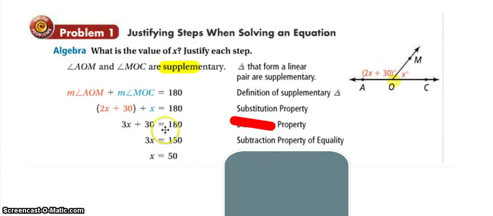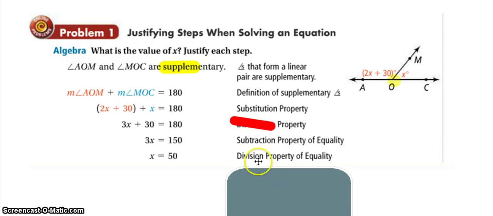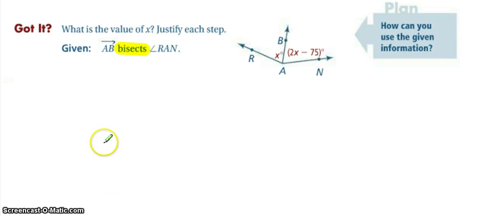Then we use our subtraction property because we subtracted 30 from each side. And then we use our division property of equality. So I'm going to pause the video really quick. For the Got It, start by just writing out the steps of solving for y. On the left of your paper, go ahead and write out how you're going to solve for the x value. Sorry, I think I said y before. And then we'll write out the reasoning. So just write out your step-by-step solution, then we'll write your reasoning.